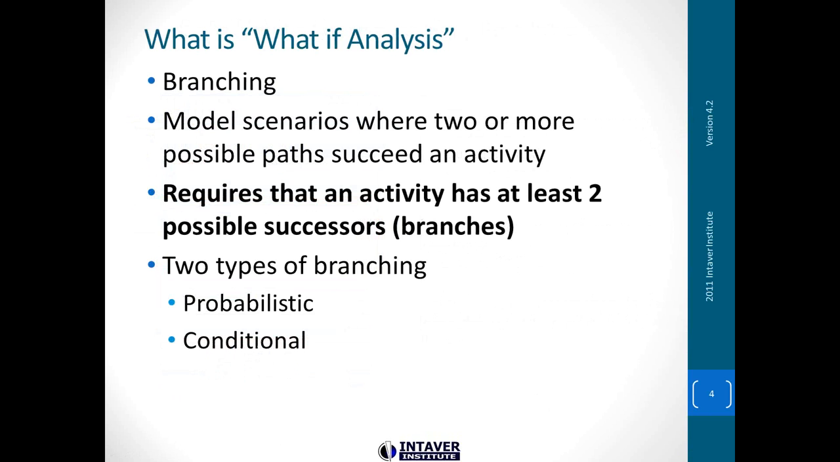So what is what-if analysis? You might have heard it called branching. It's where we can model scenarios where two or more possible paths succeed an activity. I've just highlighted again that it requires an activity that has at least two possible successors or branches. There are two types of branching that we'll be looking at today. One is probabilistic, and the other is conditional. They're appropriate for two different types of situations that you might come across.